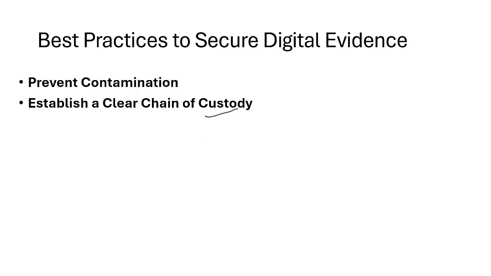Second is to establish a chain of custody. Document every transfer, access, and handling of evidence. Ensure all evidence transactions are recorded to avoid gaps in the chain of custody. That's a very important part you need to consider.